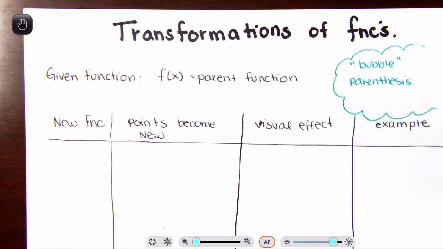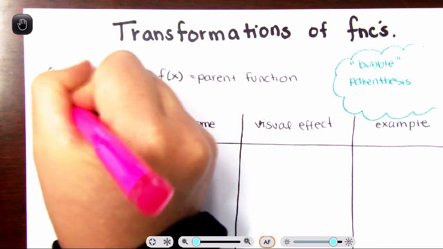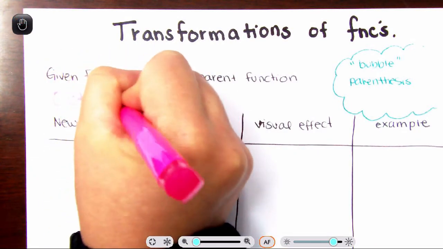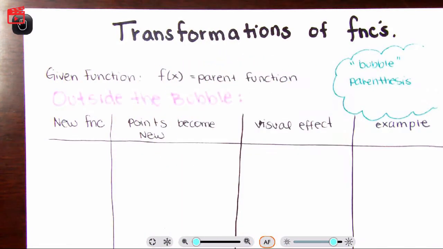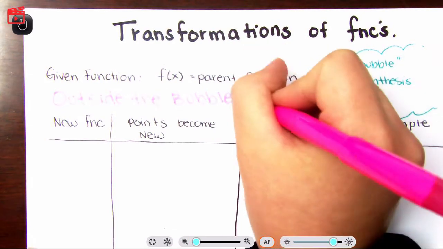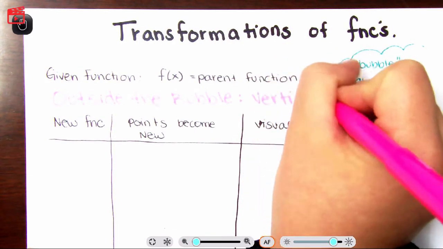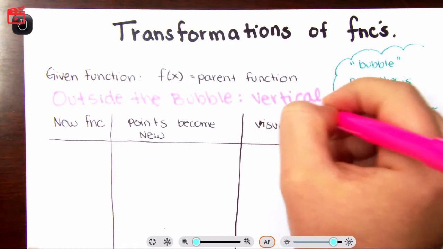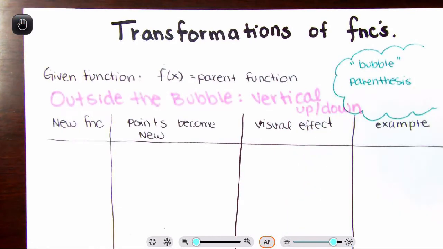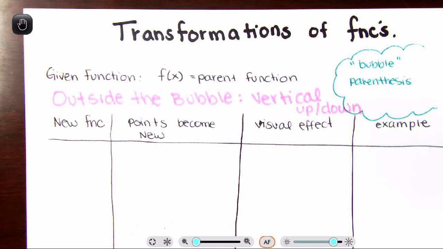Okay, so what we're going to be working with right now, all of these are going to be outside the bubble. Outside the bubble is vertical, and it's going to be up or down. So vertical is up or down. Vertical means on the y-axis, so things are happening on the y-axis. We're going up, we're going down. The change is vertical if it's outside the bubble.